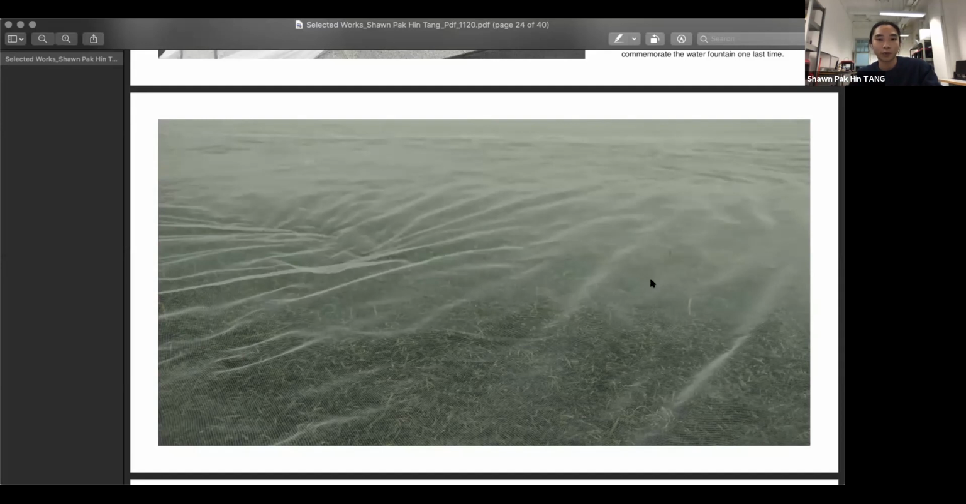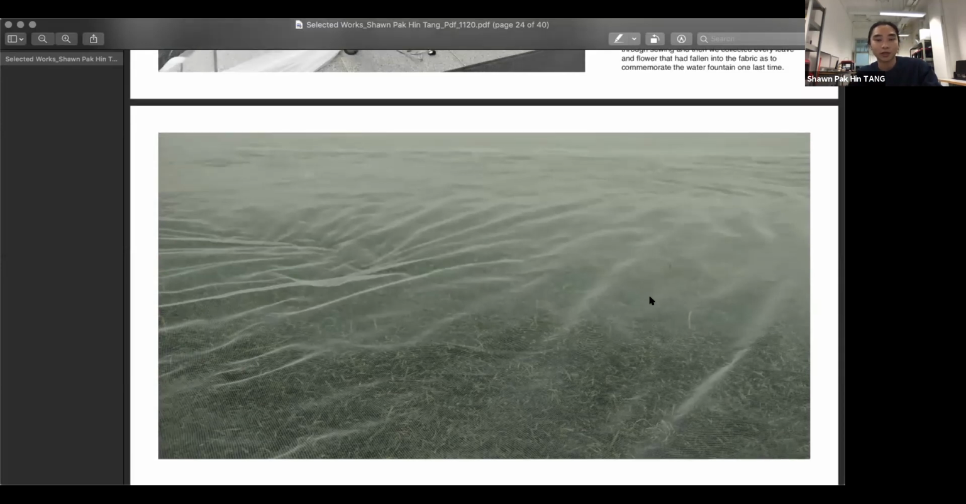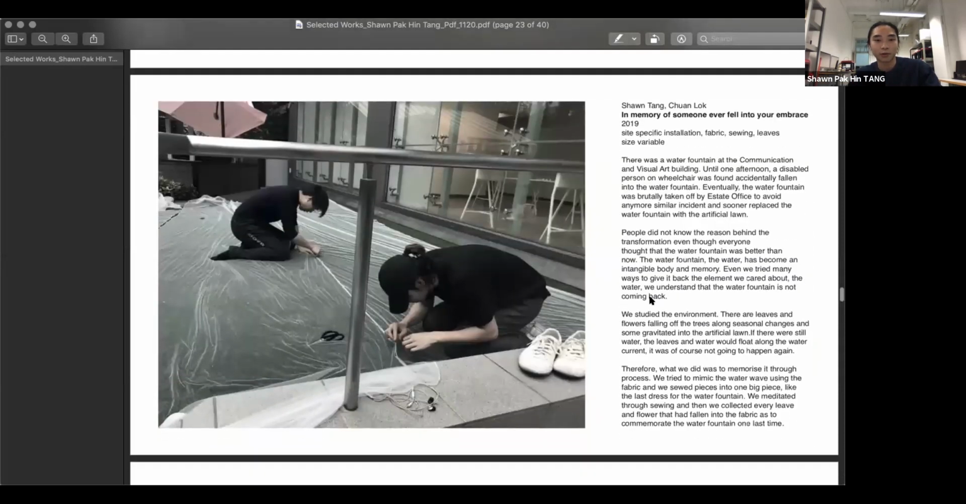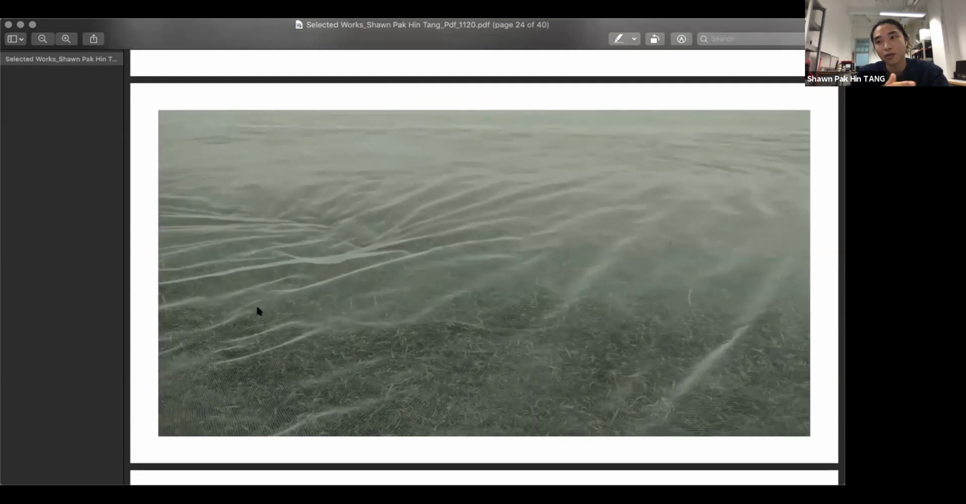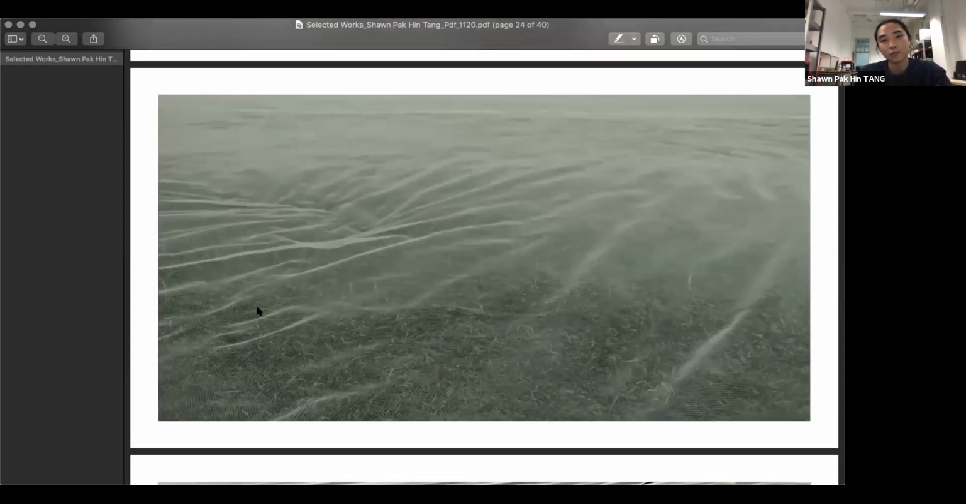Because I missed it so much, and my partner agreed, we did a process using thread and fabric to mimic the waves that the water has. It was a process of meditating through threading the fabric. During research we also found fabrics that are very transparent, and their texture was almost like water.